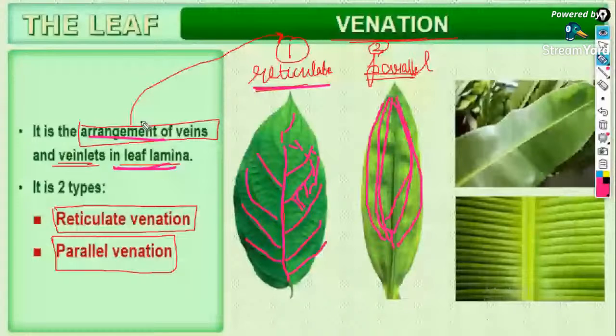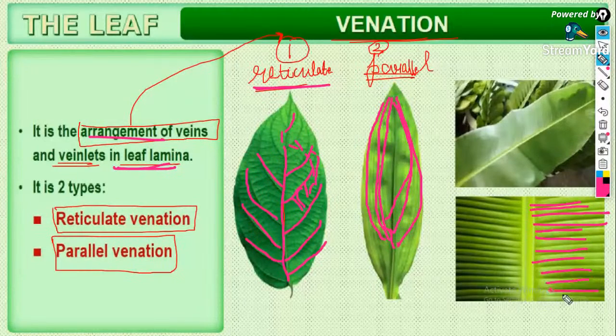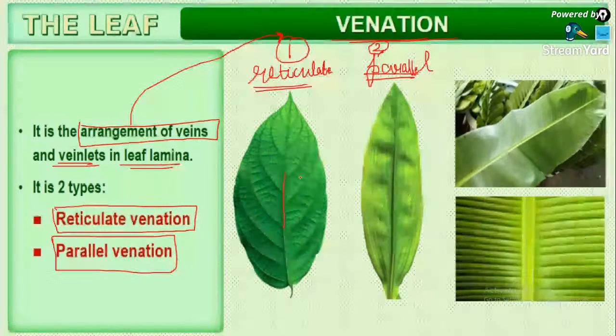Look, this is a familiar banana. You all eat banana, right? Different curries are made of banana, or as a fruit you eat it. So this is a parallel venation. Look, it is a natural example which you could see. Parallel venation. Peepal tree. Okay, peepal leaf. If you have a peepal tree nearby, if you check the leaf, you would see the reticulate venation.